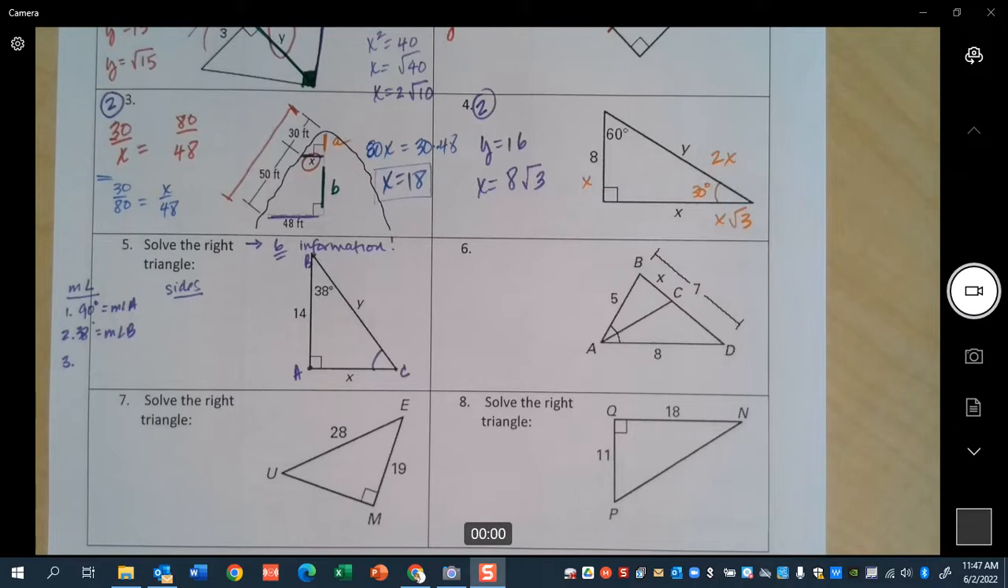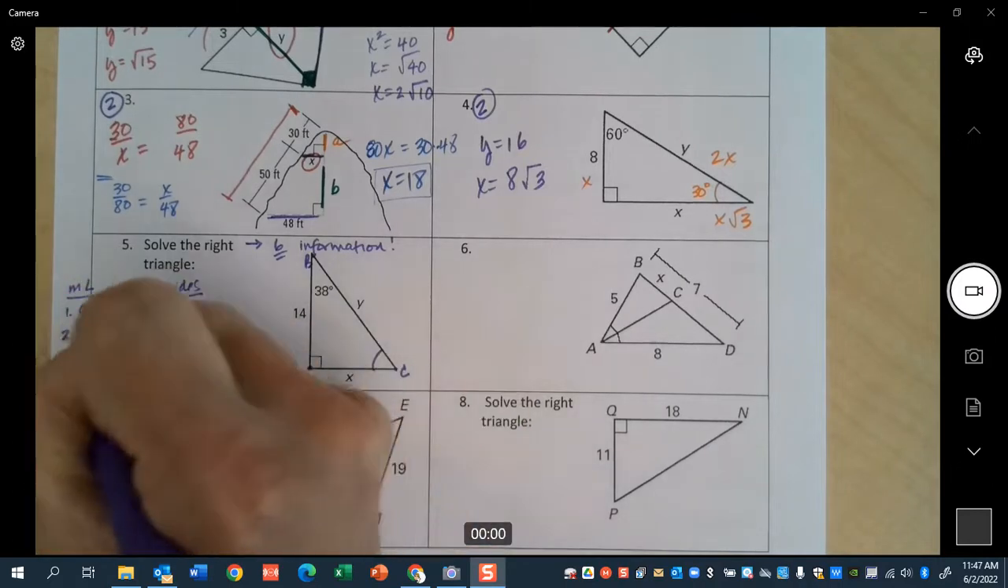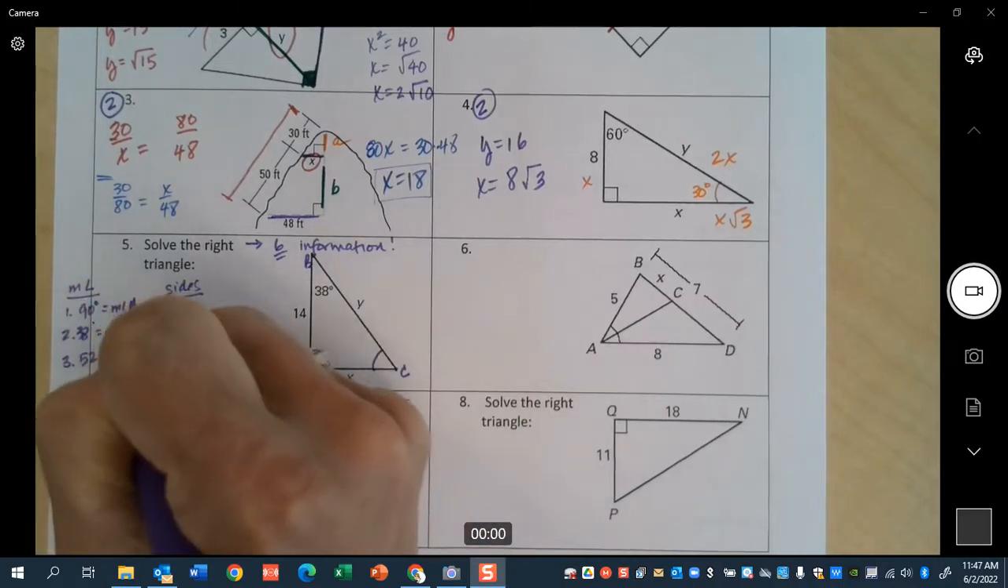Yeah, so they're going to be complementary. So 30 plus something is going to be equal to 90, or I can add them all together, 38 plus 90, and then subtract that from 180. I get a 52-degree angle for the measure of angle C.